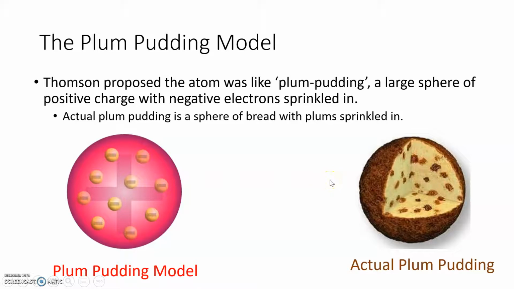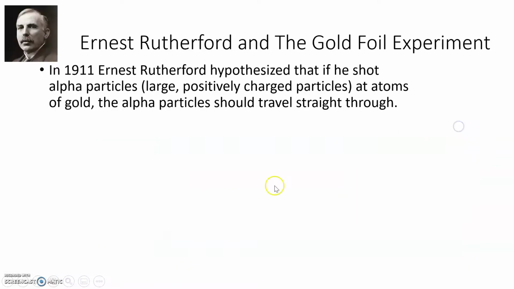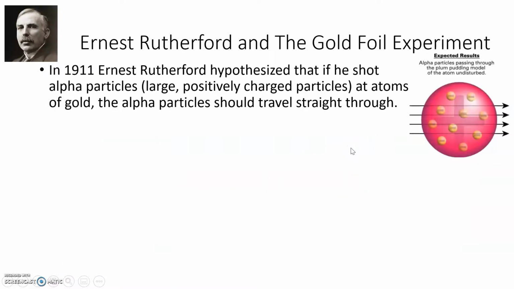To you and me, we might think of it more like cookie dough, perhaps chocolate chip cookie dough, where the dough was a big positive ball and the chocolate chips sprinkled inside were the electrons. That model did not last long.